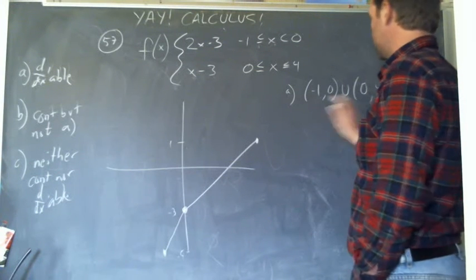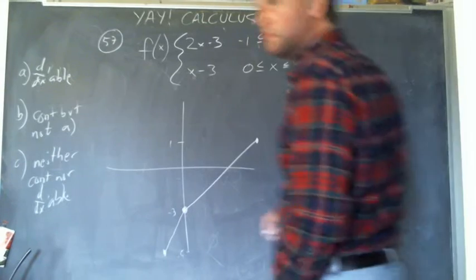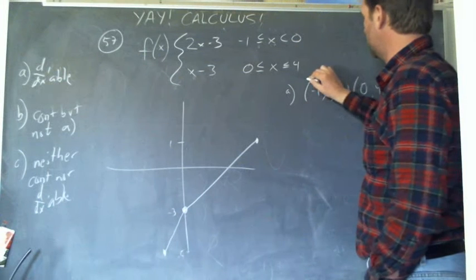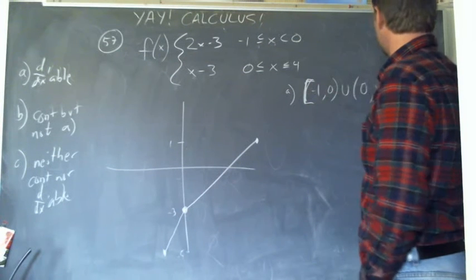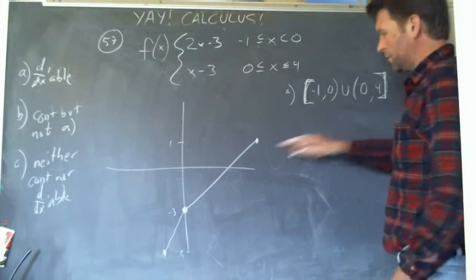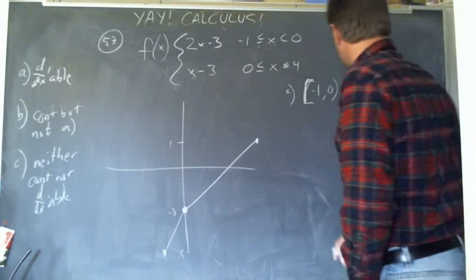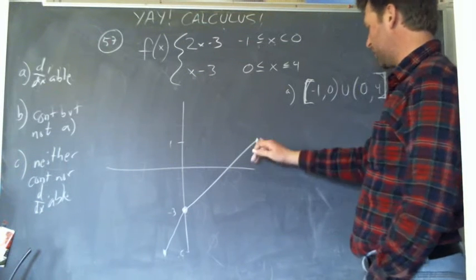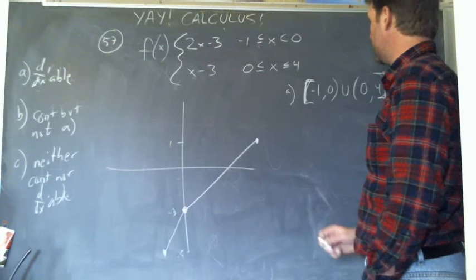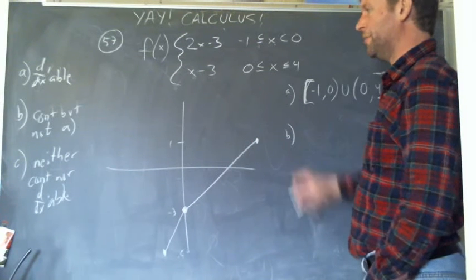The book has these as open brackets. If I'm looking at the answers correctly, I don't think that's correct. I think that should be a closed bracket, because if you're differentiable on the end of an interval, that's perfectly acceptable. Or if you're continuous up to an end of an interval, then you're differentiable at that point. So that's good for B.